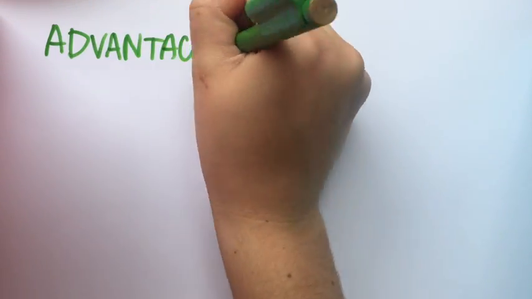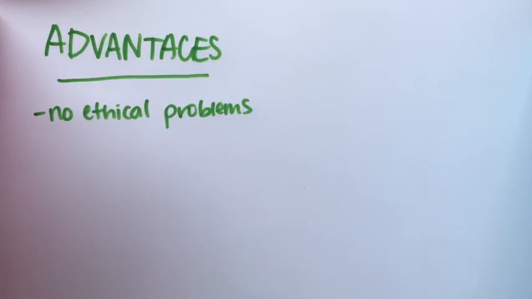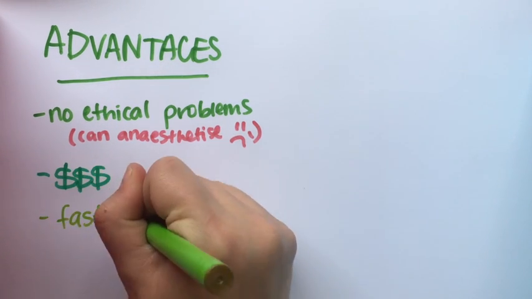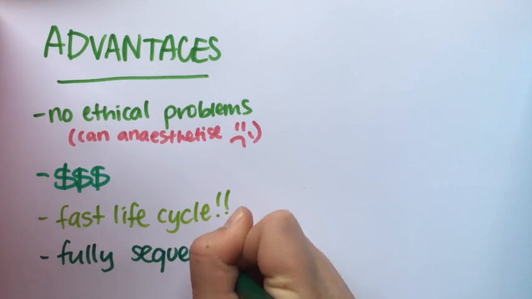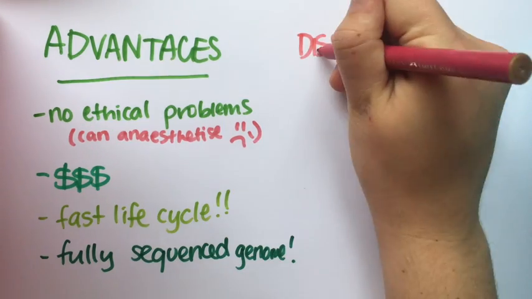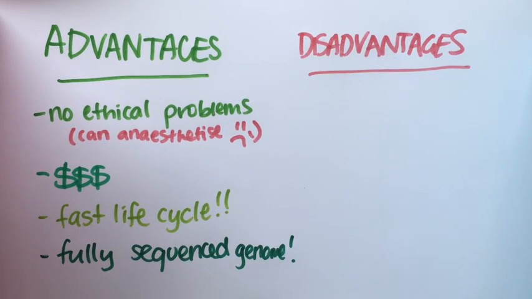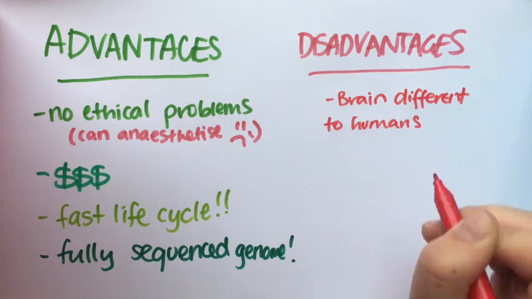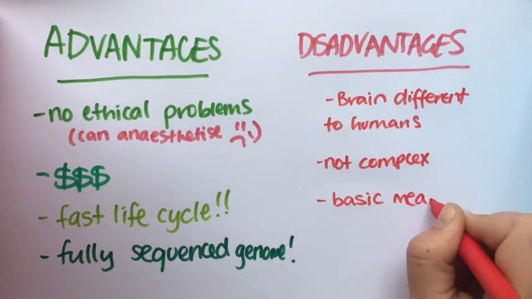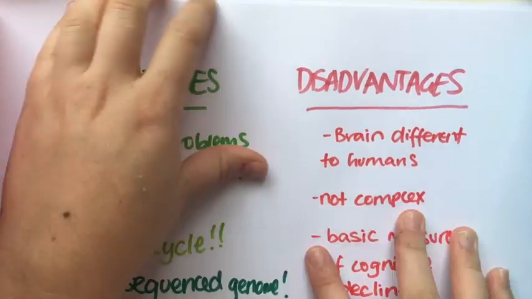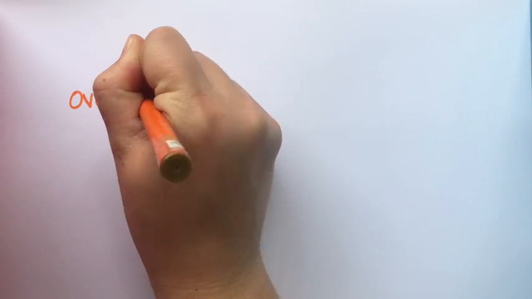Advantages of using Drosophila as a model organism include no ethical problems, easy and cheap to maintain, fast and inexpensive, short generation time, and the fully sequenced and annotated genome. The disadvantages include brain anatomy and cardiovascular system differing substantially to humans, no easy measure of complex behaviour, only basic measurements of cognitive decline, and less complex.